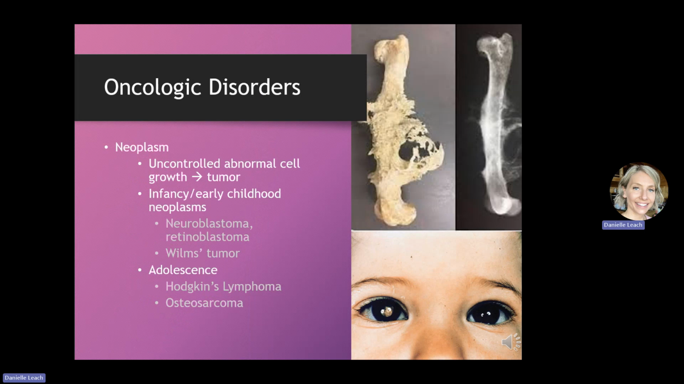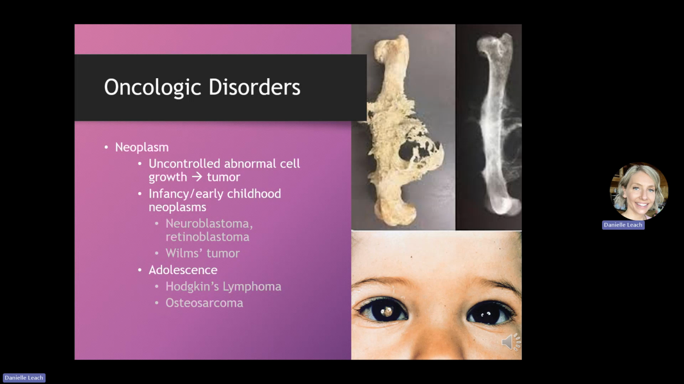Oncologic disorders are a group of disorders with uncontrolled growth and spread of abnormal cells, which we usually call cancer. Sometimes you may see the word neoplasm, which is basically a fancy word for tumor. A tumor can be benign, which is non-cancerous, or malignant, which is cancerous. For our test purposes, we're going to be talking about a neoplasm as a cancer-causing tumor.